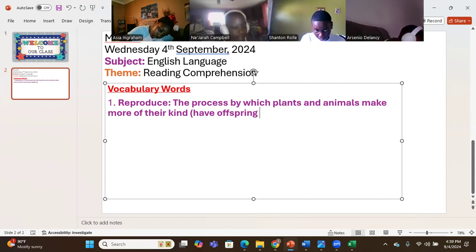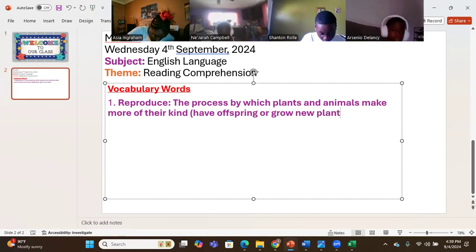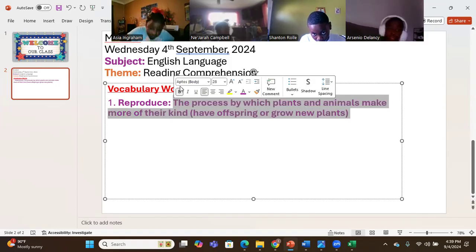Or they proceed? Have offspring, yes, or grow new plants. Now, all living things reproduce. Every last one. So reproduce is the process by which plants and animals make more of their own kind.